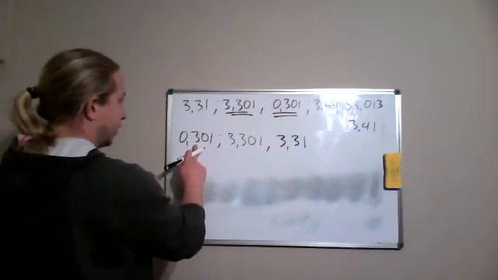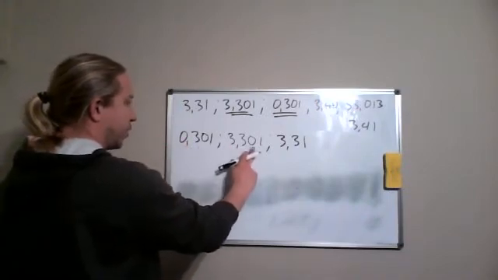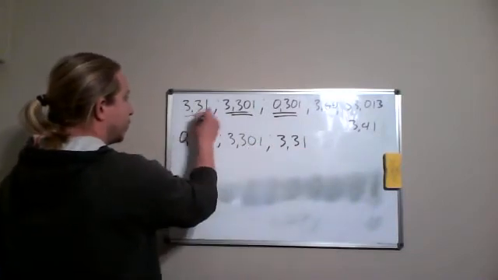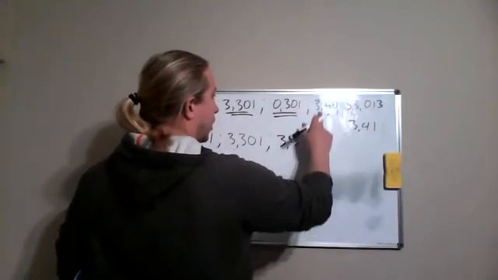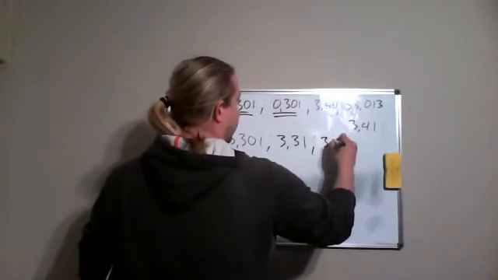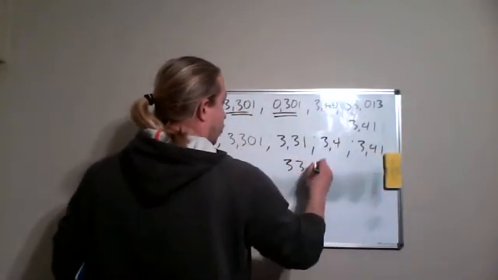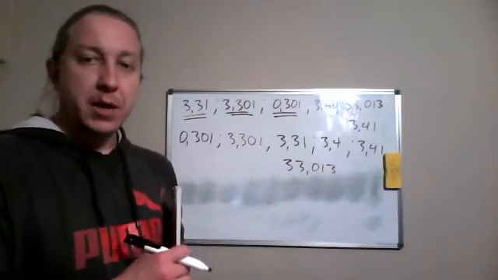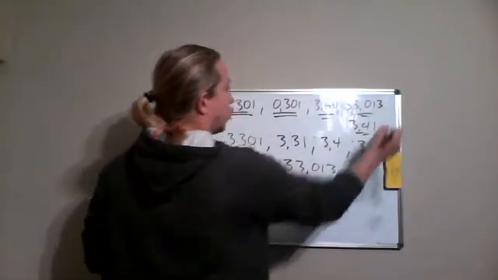We're going higher. So we started with a 0.301, then 3.301, 3.31. So that 0 is replaced by that 1. We've done that. Okay, we have 3.4, 3.41, and 33.013. So it will be first 3.4, then 3.41, and then 33.013. Okay, guys, now that's arranged in ascending order. I suggest when you go through these, mark the ones that you've done off so that you don't do the same number again, so you know which ones to pick.